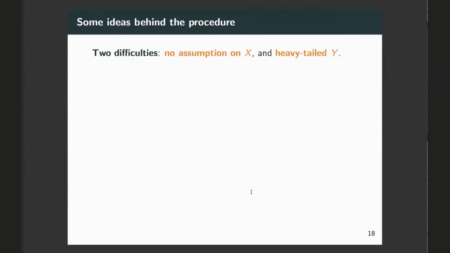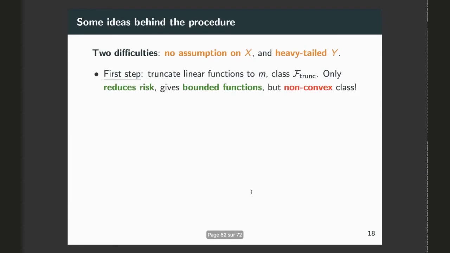So first, there are two main sources of difficulty in our setting. The first one is our distribution-free setup. We have no assumption on x. This is the first difficulty. And the other one is that y can be heavy-tailed. It's not bounded, it's just this second moment bound. So these are the two things that can cause difficulties.